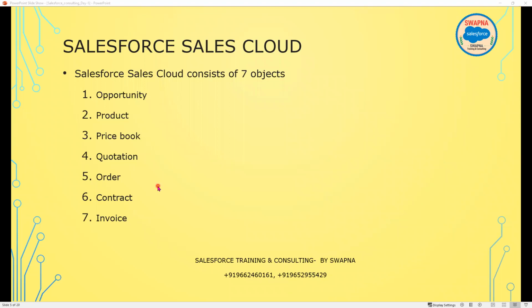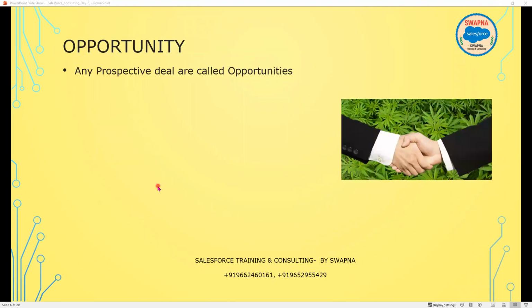Now, opportunity is nothing but any prospective deal is called an opportunity. That means there is a deal happening between two persons. Whenever a deal happens between two persons, or two companies, or two organizations, it is called an opportunity.